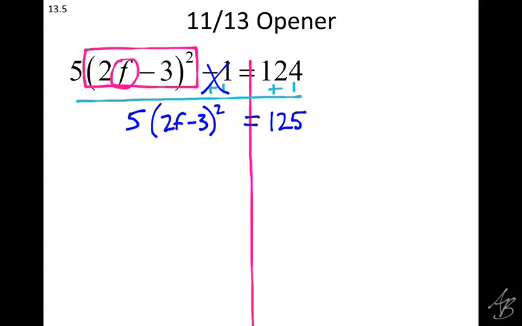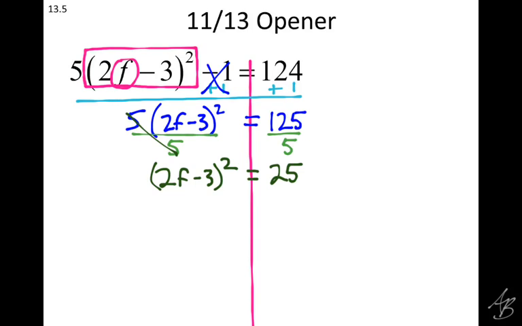On the right side, we have 125. Okay, then what? Then we divide by 5. Okay, now we're going to get rid of that 5, so we're going to divide by 5. And those 5's are going to cancel each other out, leaving 2f minus 3 squared. Okay, so now the only thing we have on the left side is that square. Alright, and then when we simplify on the right side, we get 25. So now I need to get rid of the square.